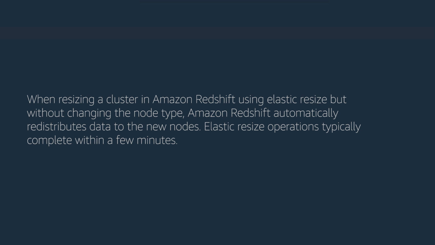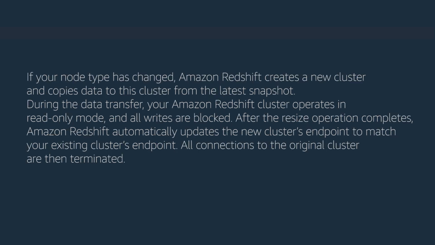When resizing a cluster in Amazon Redshift using Elastic Resize, but without changing the node type, Amazon Redshift automatically redistributes data to the new nodes. Elastic Resize operations typically complete within a few minutes. If your node type has changed, Amazon Redshift creates a new cluster and copies data to this cluster from the latest snapshot. During the data transfer, your Amazon Redshift cluster operates in read-only mode, and all writes are blocked. After the resize operation completes, Amazon Redshift automatically updates the new cluster's endpoint to match your existing cluster's endpoint. All connections to the original cluster are then terminated.